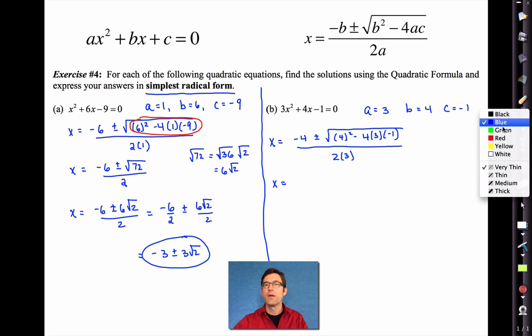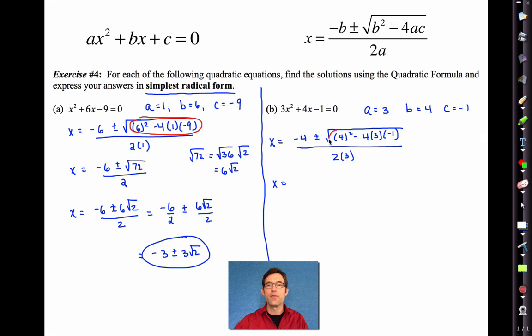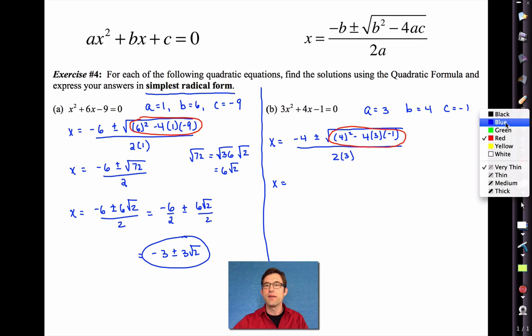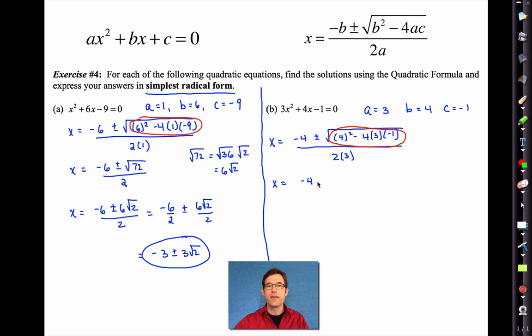Okay, again, using your calculator, being very careful and using the exact parentheses I use, you're going to substitute that in, and you're going to get negative 4 plus or minus, figure out that, what did that end up being? 16 plus 12, 28. Temporarily lost my solutions. All right, we have to simplify that root 28.